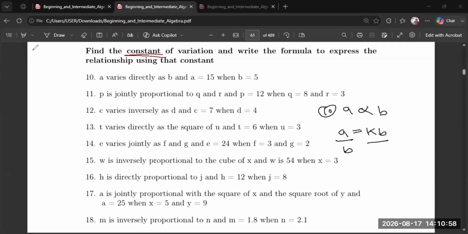So I'm dividing through by B. This B cancels this B, so I'm left with K is equal to A all over B. And then from the question, it is given that A is equal to 15 and B is equal to 5.